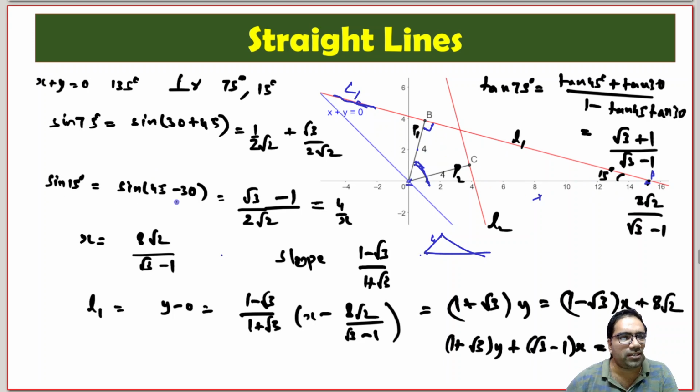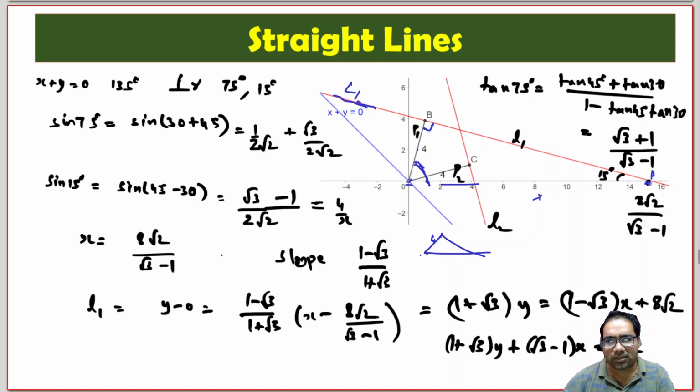Now sine 15 should be sine of 45 minus 30, that is sine a cos b minus cos a sine b, which is nothing but 1 by 2 into 1 by root 3 by 2 into 1 by root 2 minus 1 by 2 into 1 by root 2. So this becomes root 3 minus 1 by 2 root 2, sine 15 degrees. This sine 15 degrees should be equal to the length of this one by this one.